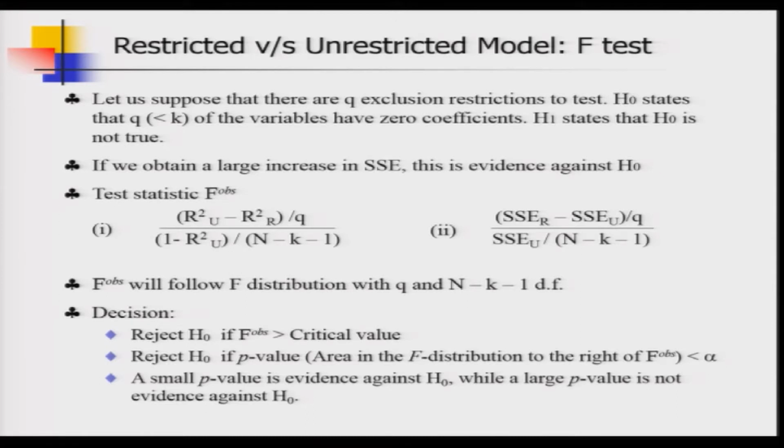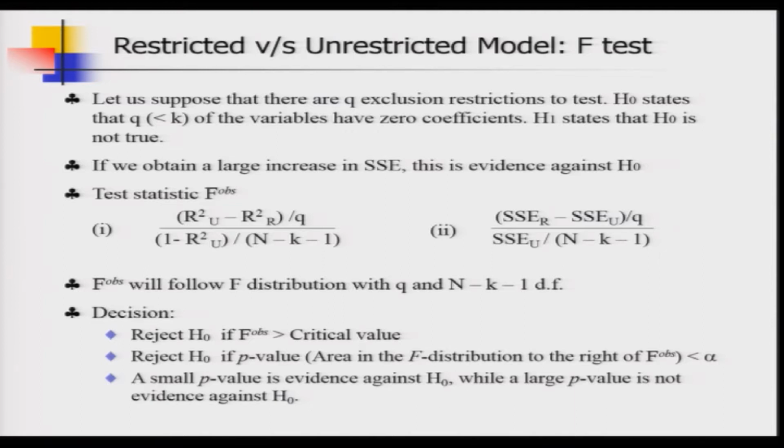Now, let us look at the second formula, and here we are going to make use of the sum of square error directly. Again, the subscript r stands for the restricted model and subscript u stands for the unrestricted model. The difference between the sum of squares from the restricted and unrestricted model needs to be divided by the degrees of freedom q, and then this ratio needs to be further divided by the sum of square error from the unrestricted model, divided by its degrees of freedom.